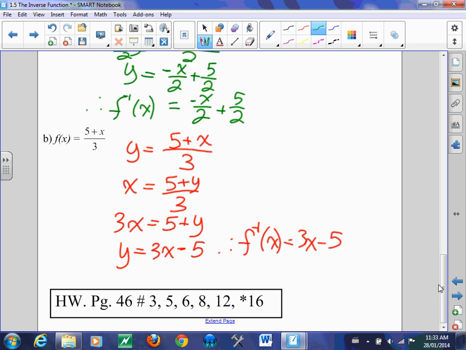All right, ladies and gentlemen. Hopefully we made it through all right. Here's today's homework, page 46, numbers 3, 5, 6, 8, 12, and give 16 a try.